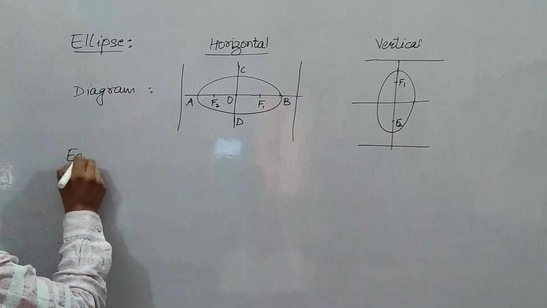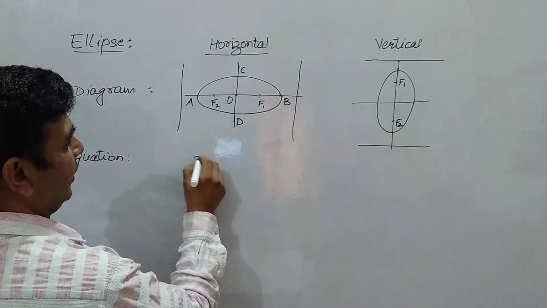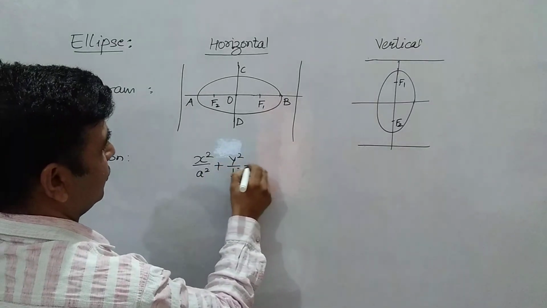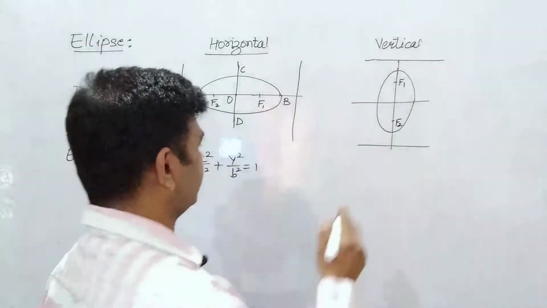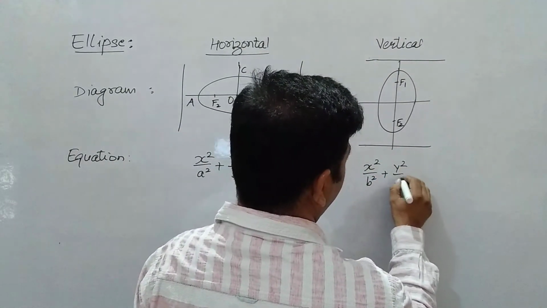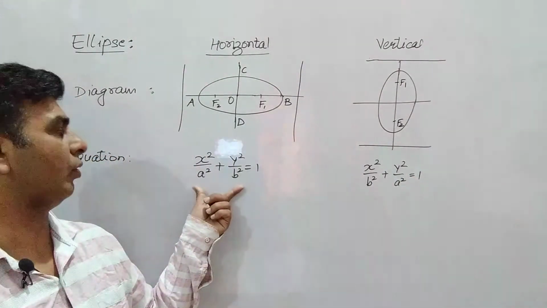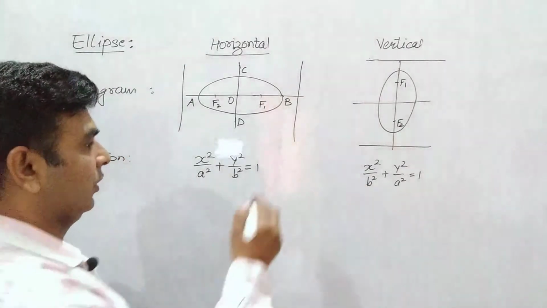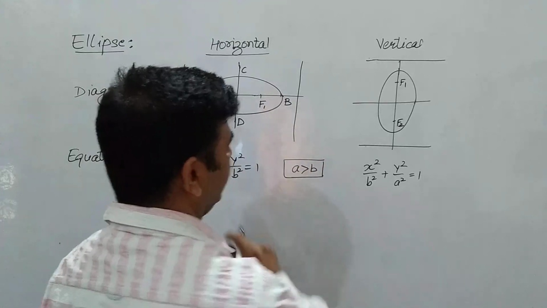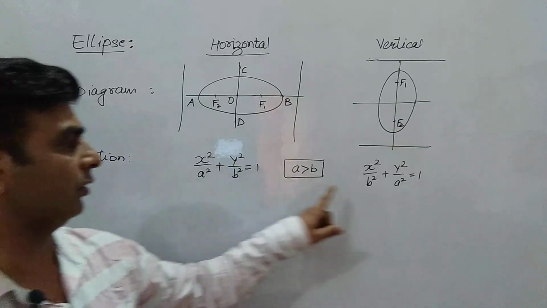Now the equation of the ellipse. In the horizontal case the equation is given by x square by a square plus y square by b square is equal to 1. And in the vertical case it is given by x square by b square plus y square by a square is equal to 1. These are the equations of the horizontal ellipse and the vertical ellipse. In both the cases, a should be greater than b. It's very necessary that a is greater than b. In both cases the bigger value is a.